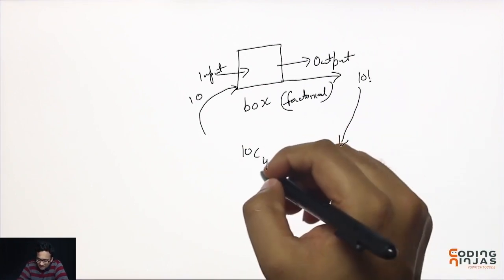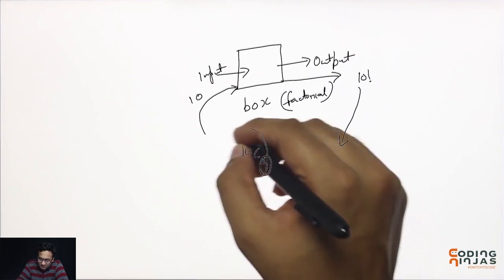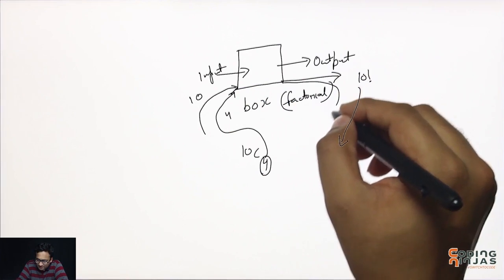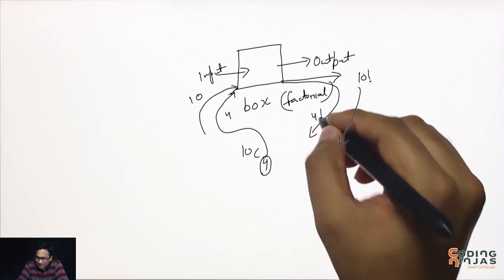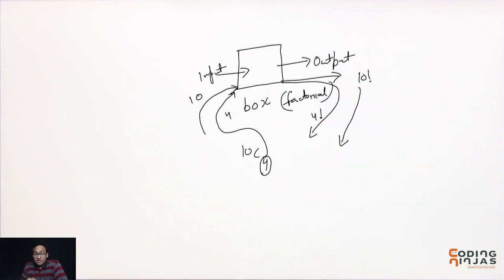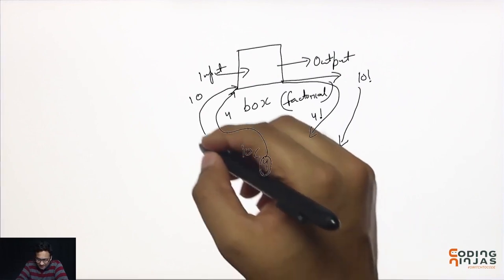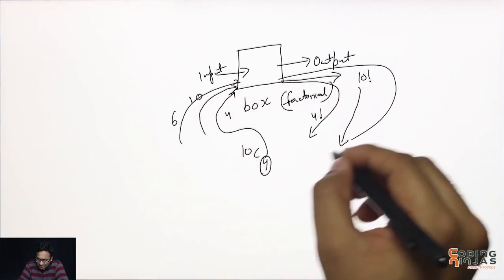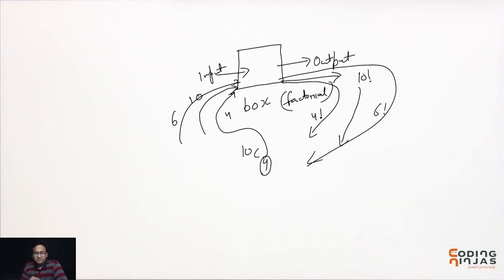Second time I need 4 factorial, which is r. So I'll give input as 4 and it should calculate 4 factorial and give me the answer. Third time I need to calculate 6 factorial, so I will give it 6 and it should calculate 6 factorial and give me the output as well.